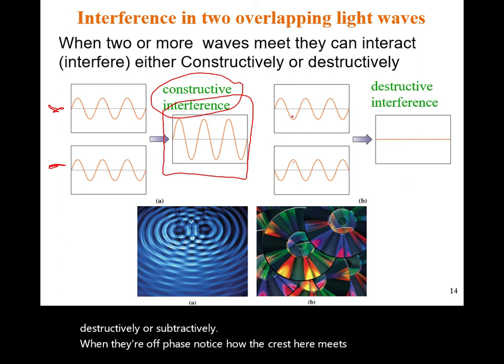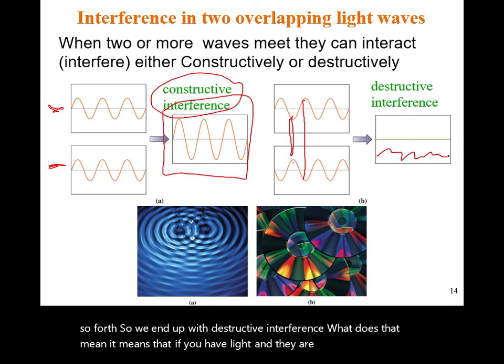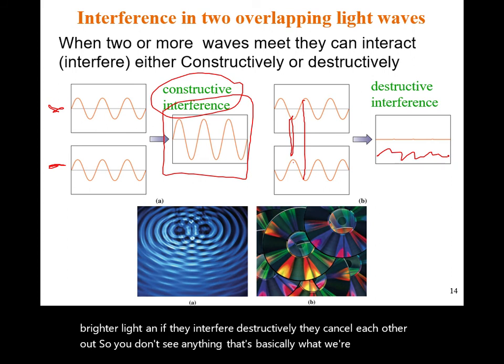So you notice those cancel out, these cancel out, and so on and so forth. So we end up with destructive interference. What does that mean? It means that if you have light and they're additive, you get brighter light. And if they interfere destructively, they cancel each other out, so you don't see anything. That's basically what we're talking about. Okay, that's one phenomenon, interference.